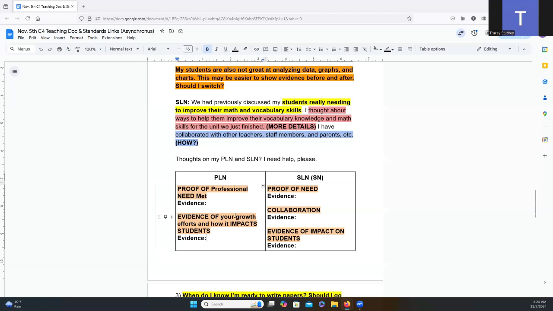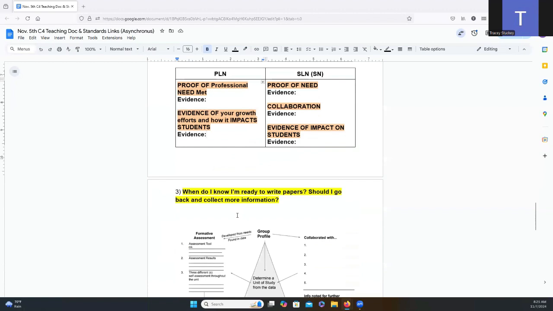And for you, you're ready to move on with this as well. So when do I know I'm ready to write my papers? Should I go back and collect more information? All right. Again, nothing is more important right now for you than to make sure that you have your group profile evidence together and your KOS, those 2 pages of the written commentary done, that you've got enough evidence, you have everything you need. And so that shouldn't take you a lot of time.